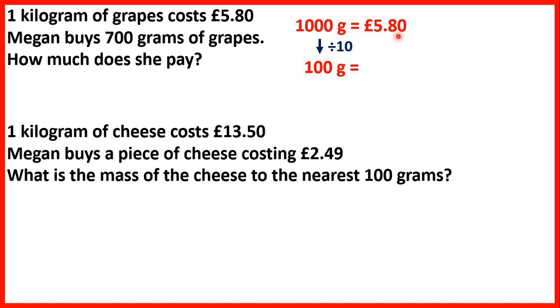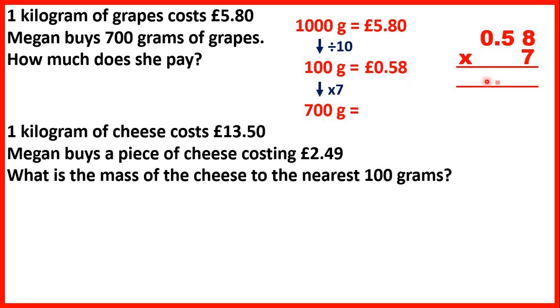So £5.80 divided by 10 is 58 pence, and then to find 700 grams we can multiply by 7, and 58 pence times 7 is £4.06. So that's how much she pays for 700 grams. Now 1 kilogram of cheese costs £13.50. Megan buys a piece of cheese costing £2.49. What is the mass of the cheese to the nearest 100 grams?